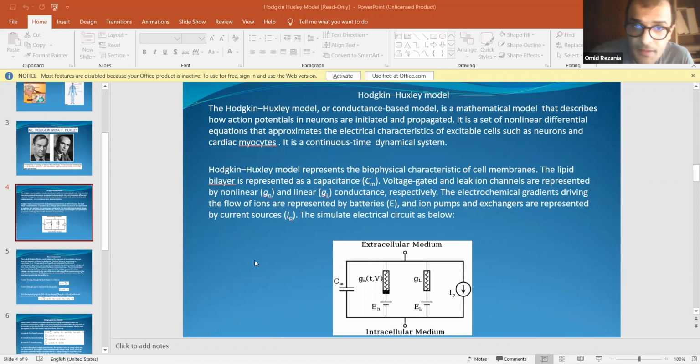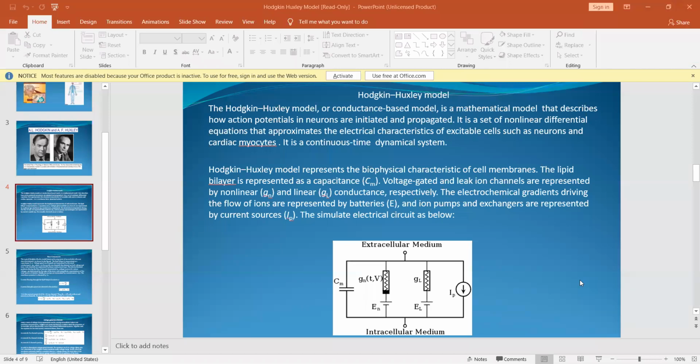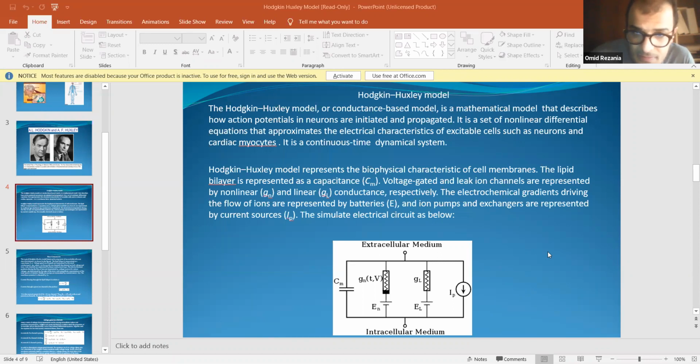You have the lipid bilayer, which has a capacitance, CM. GN represents voltage-gated and leak ion channels. GL is the linear leak conductance. Conductance, with electrochemical gradients driving the flow of ions across the barrier. What is that? The electrochemical gradients.